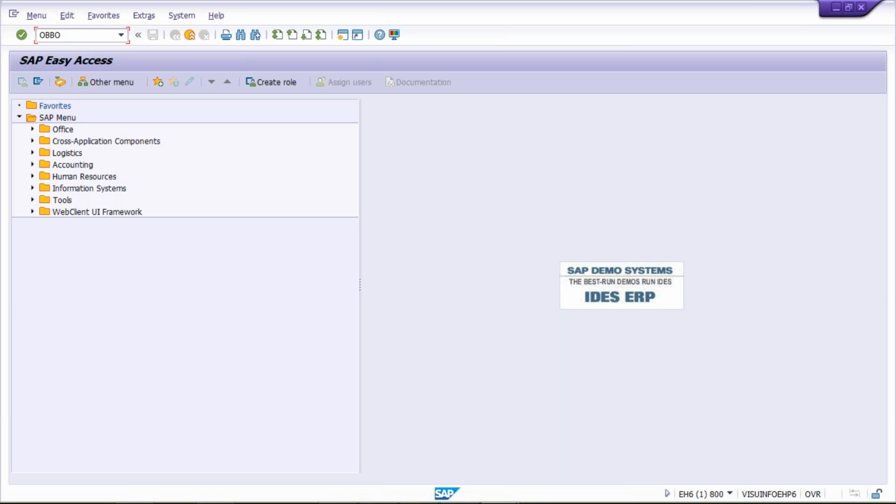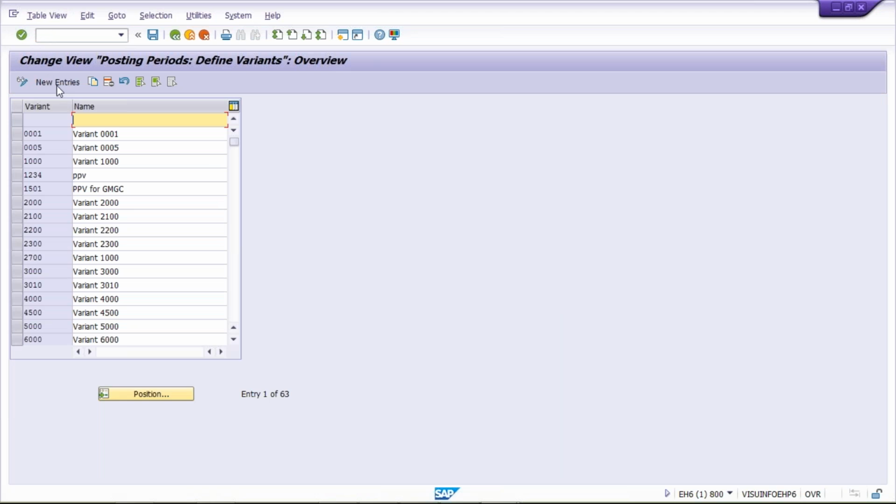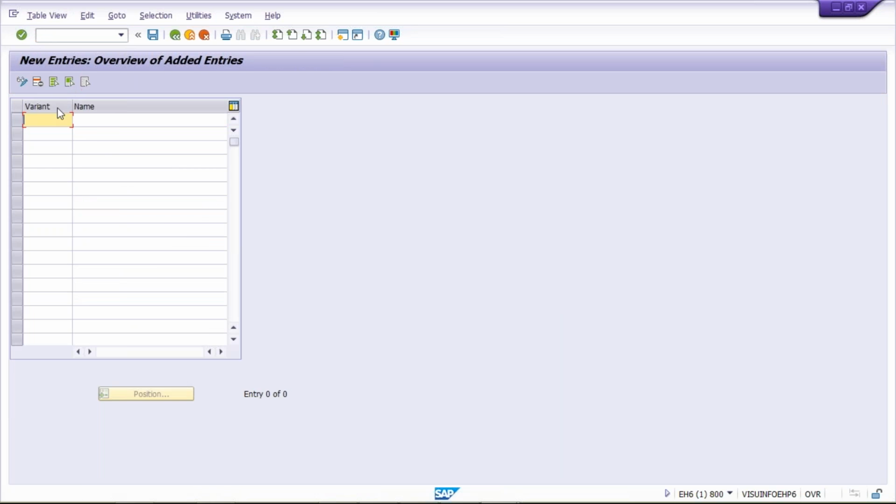So don't worry. If you want to use the path, you can use the path. You can use the transaction code, anything. Okay, so press enter and click on new entries. And here, posting period variant. So again, we have to give a 4-digit code for posting period variant.